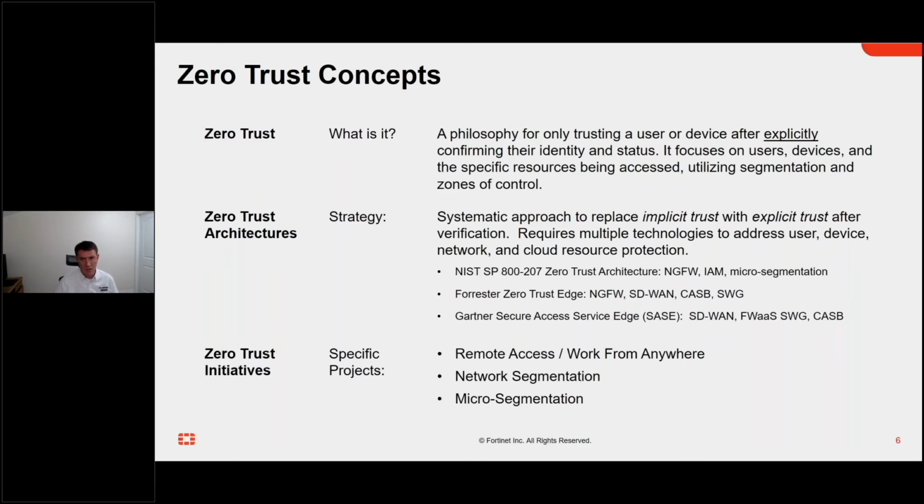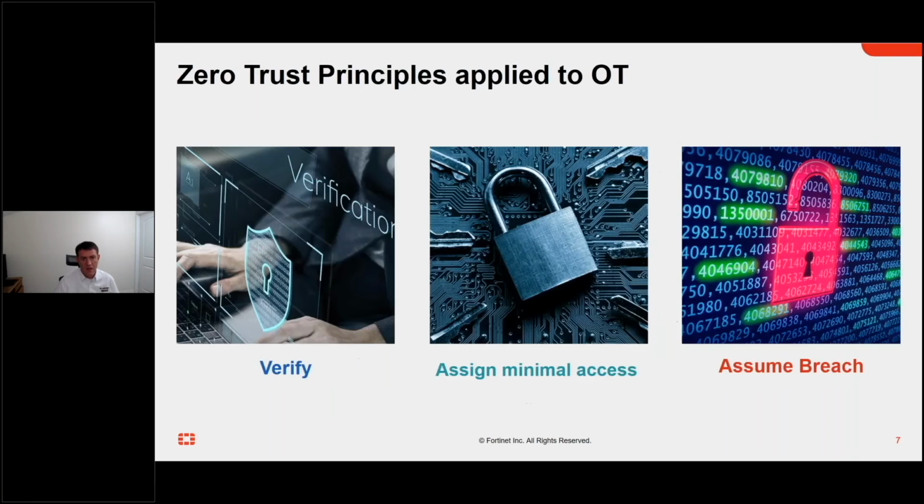Maybe that's implementing different kinds of remote access, and we'll talk about who might need that access. Implementing network segmentation, implementing micro segmentation in between devices so we can control that east-west traffic. And so what we need to do is we need to verify the device, verify the user, if any, and verify that they are allowed to use the application that they're attempting to use. That goes along with least privilege or assigning minimal access. And then assume that each and every device has been compromised and monitor its behavior at all times.